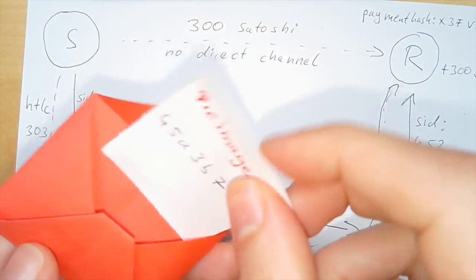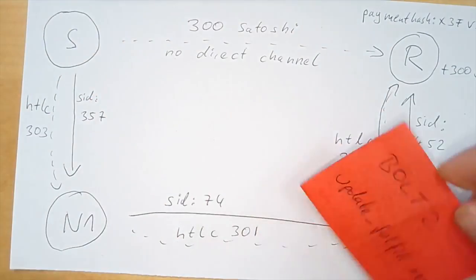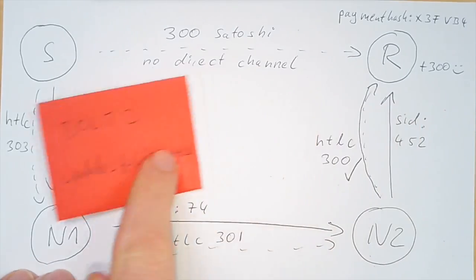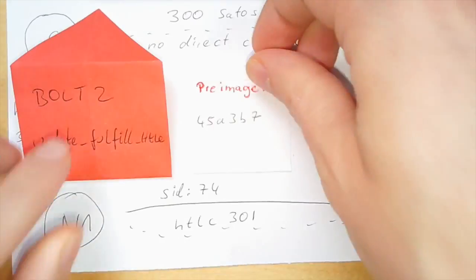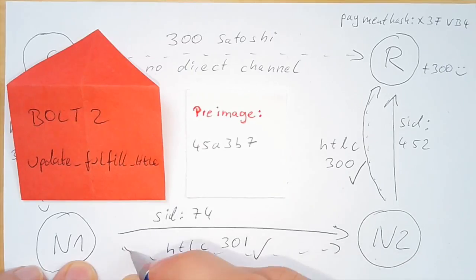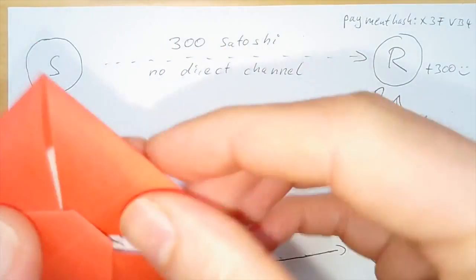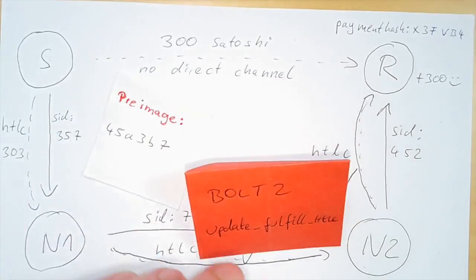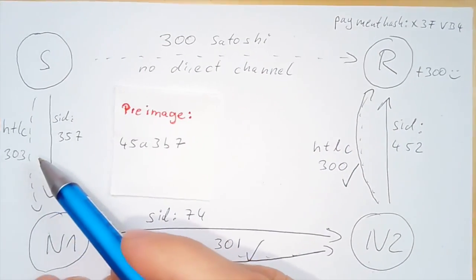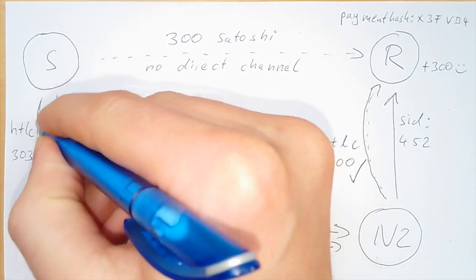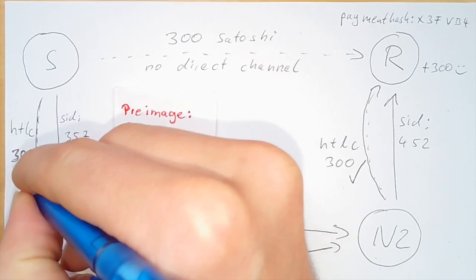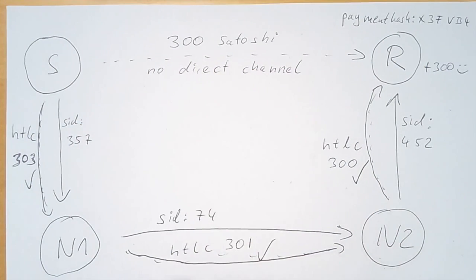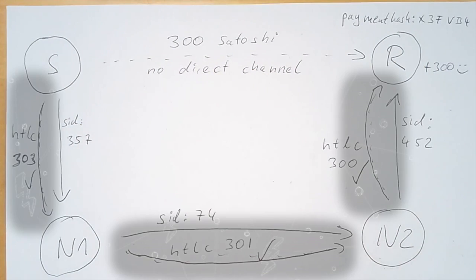Then of course N2 takes the pre-image and also wants to claim the funds because now it has paid R, so it wants to get reimbursed. It sends the pre-image via an update fulfill HTLC message back to N1, and N1 does the same by claiming the money from S, who was supposed to do the original payment. S can basically check that this pre-image really computes the payment hash, which any of the nodes should have done. So at this point, we see that all the HTLCs are being set up.